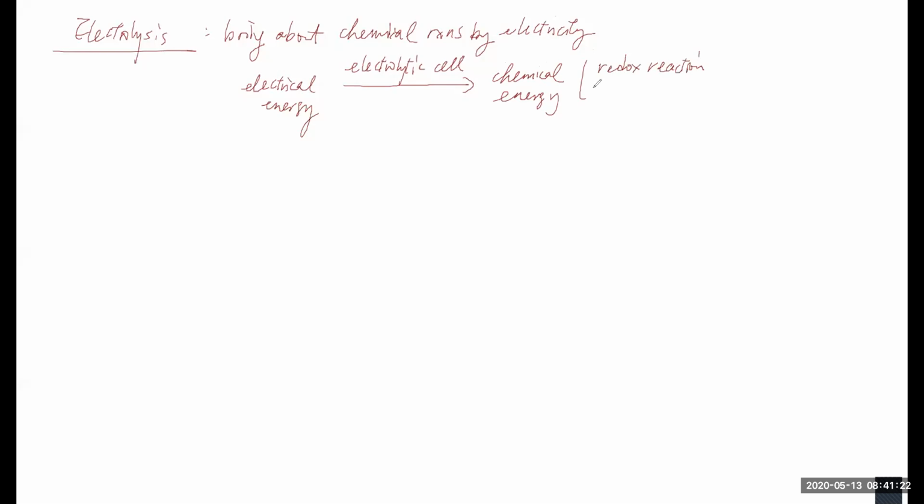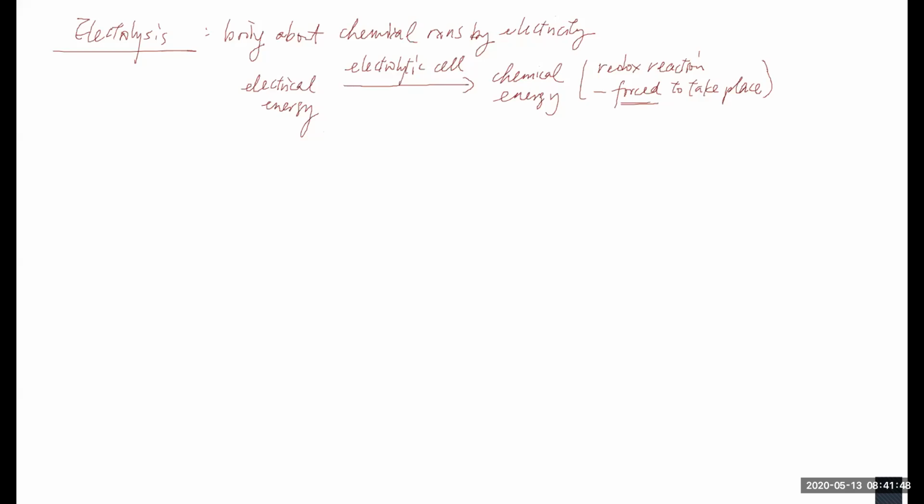That redox is not spontaneous, it is non-spontaneous, it is forced to take place. What is meant by forced to take place? It cannot go by its own. It needs some help by supplying electricity. This is what you should know about the basics of electrolysis.